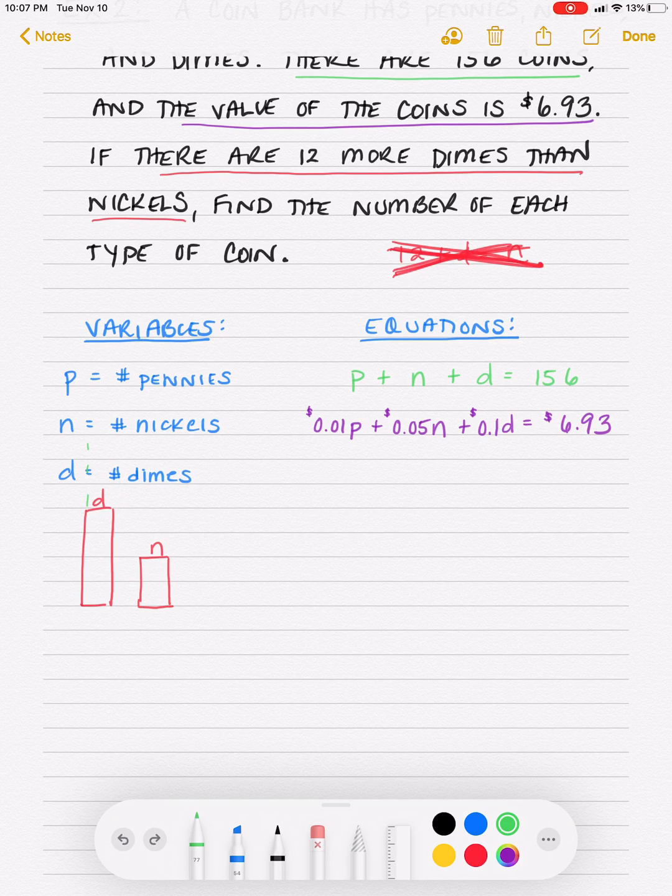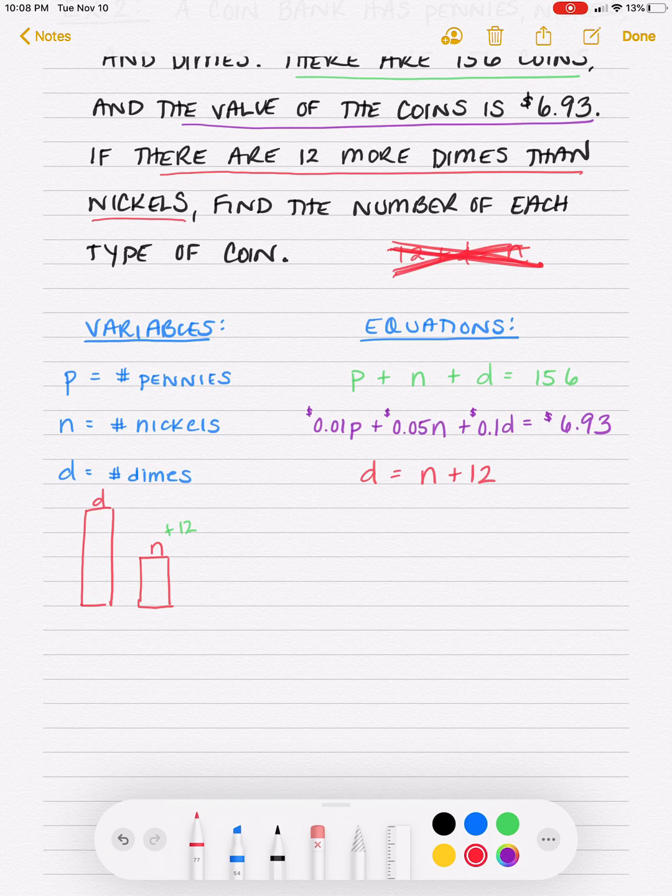No. What we want to add 12 to is your nickels. If you take the nickels plus 12, then we can see right here that your stacks will be even in size. Okay, so just a little illustration there, but think about that it's actually this stack that we want to add the 12 to. And so here's my last equation. It's going to be dimes equals the nickels plus 12.